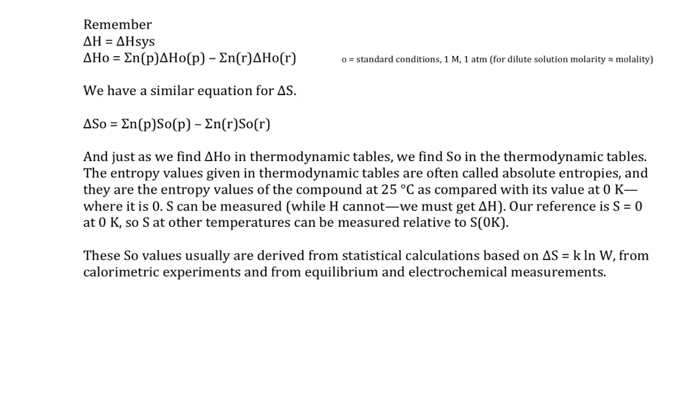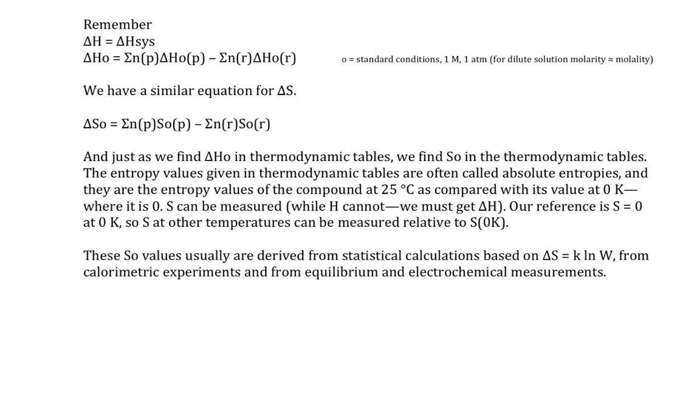Delta H naught is equal to the sum over the moles of the products times their delta H values, from the reference table, minus the sum over the moles of the reactants times their delta H values. So those delta H naught values of the products and of the reactants are values we find in the reference table for a given chemical. We have a similar equation for delta S. Delta S at standard conditions is equal to the sum over the moles of the products times their S values that we find in the reference table, minus the sum over the moles of the reactants times the entropy values of the reactants we find in the reference table.